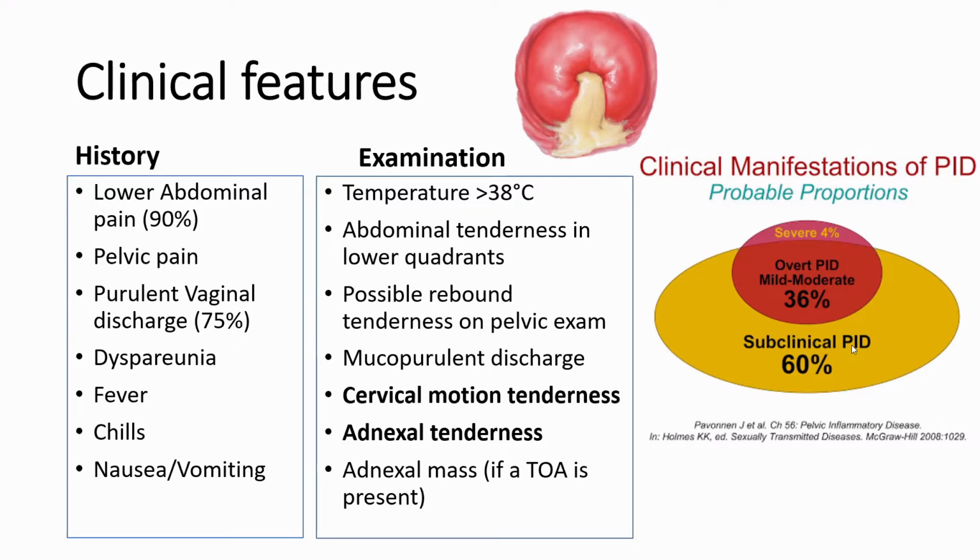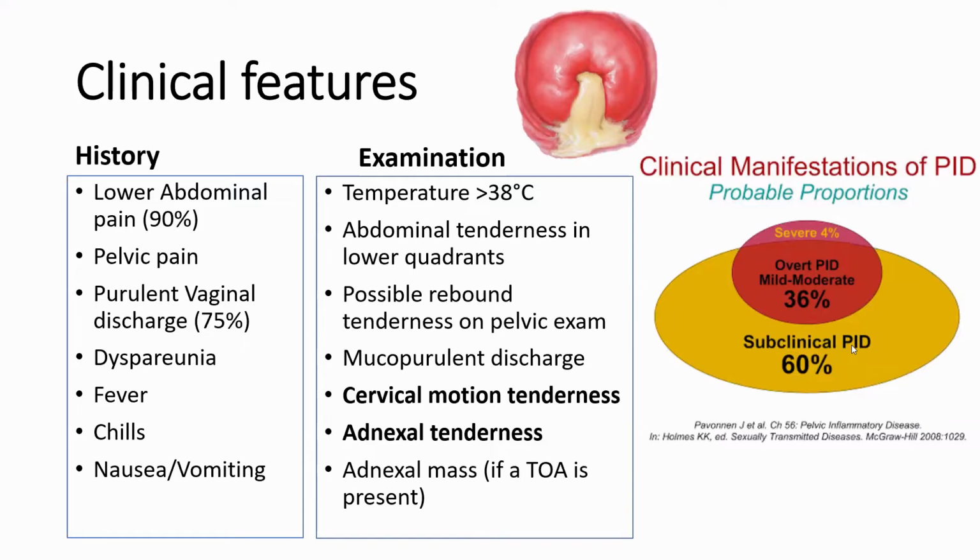On examination you can appreciate some temperature, abdominal tenderness in the lower quadrants, rebound tenderness if there is pelvic peritonitis, mucopurulent discharge, cervical motion tenderness, adnexal tenderness, or an obvious mass could be appreciated as well. So what is the proportion of severity?